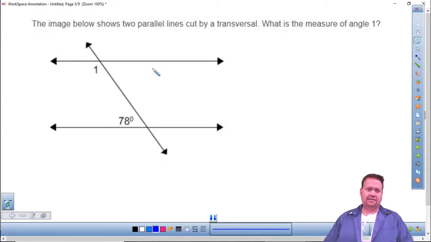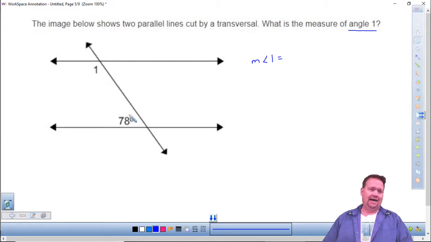Now to wrap this lesson up, we need to go find some angles on the drawing if I know that these lines are parallel. The first thing you need to do is identify what the relationship is. I can see that this angle right here is 78 degrees, and I'm looking for angle 1, because they want to know the measure of angle 1. By the way, we might write the measure of angle 1 like this, a little m, an angle symbol, and a 1.